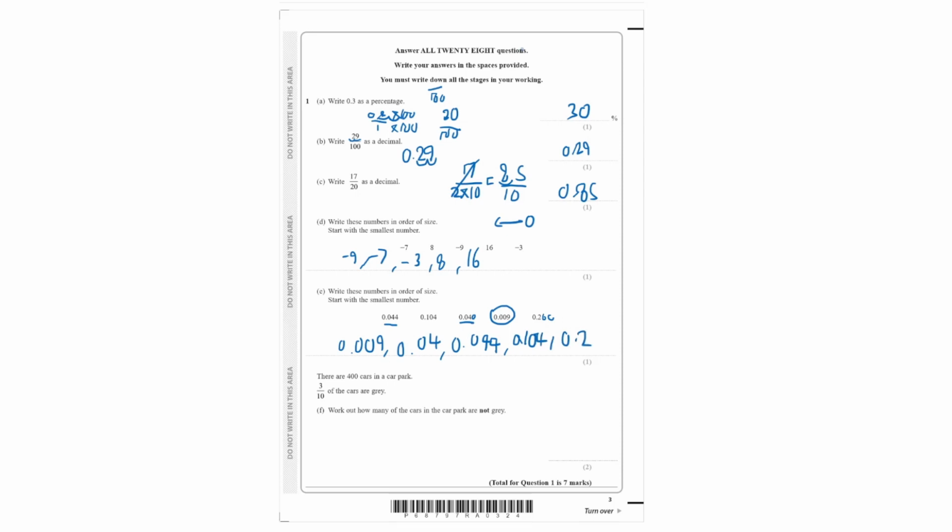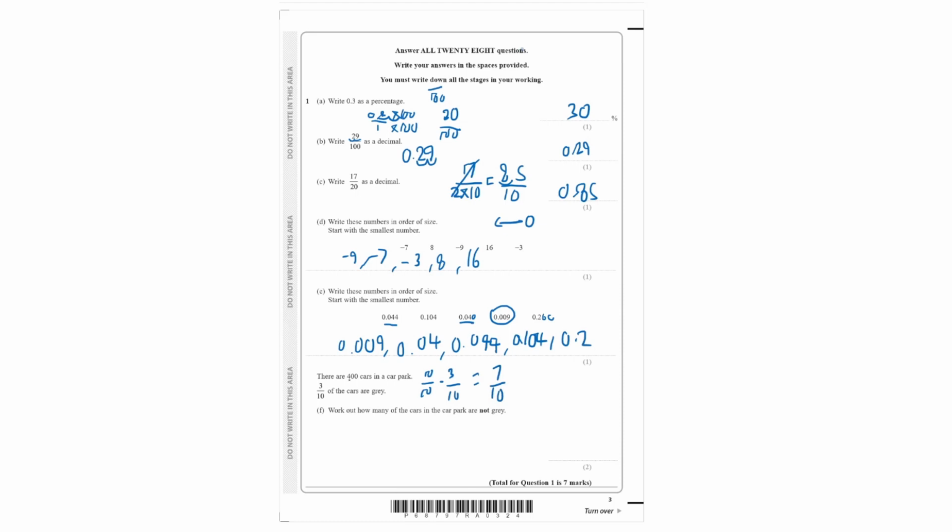There are 400 cars in a car park. 3/10 of the cars are gray. Work out how many cars in the car park are not gray. So 10 over 10 is 1 whole, because 10 divided by 10 is 1. If we subtract the number of cars which are gray, we can then find out how many are not gray. So we subtract 3 over 10. We have 10 minus 3, 7 over 10. That means 70% are not gray.